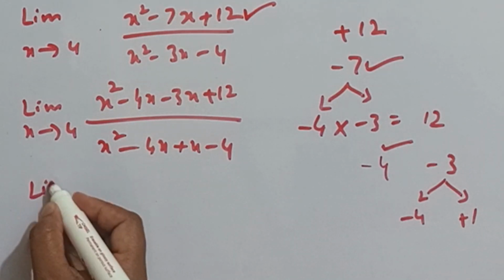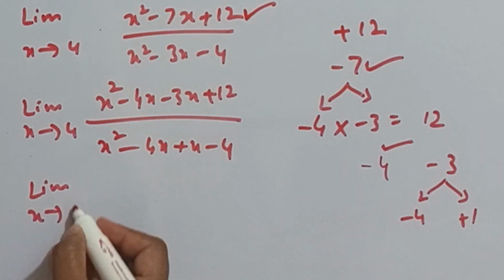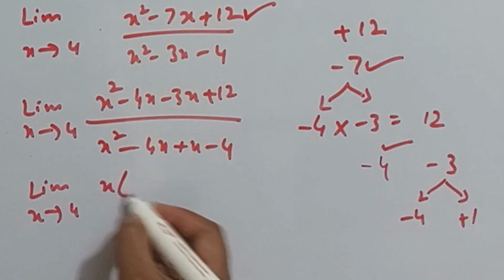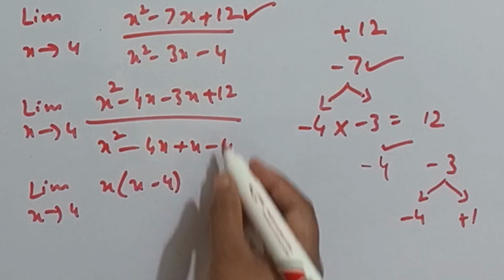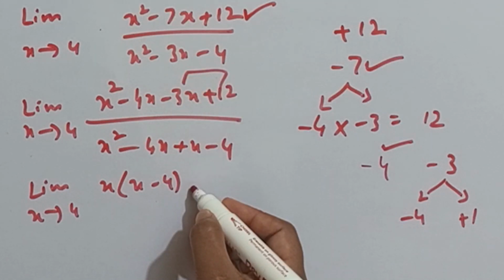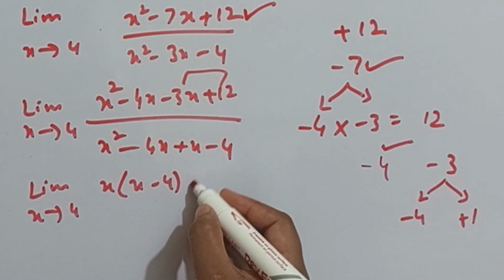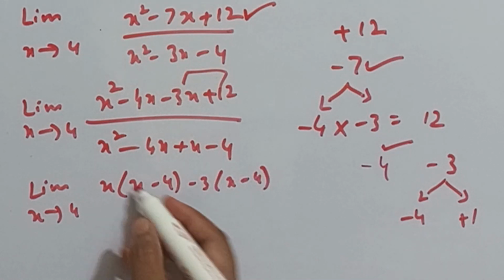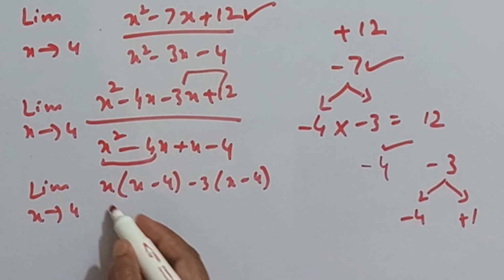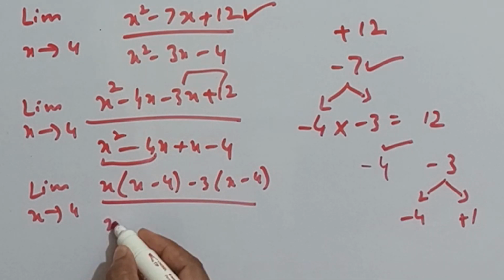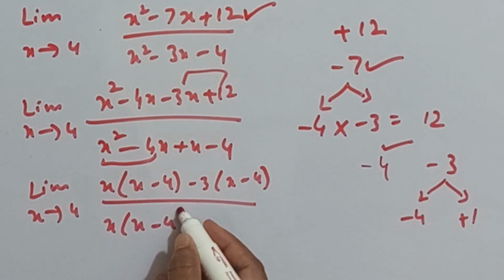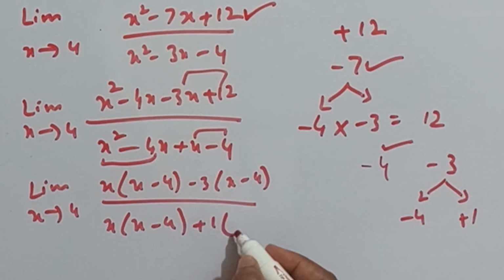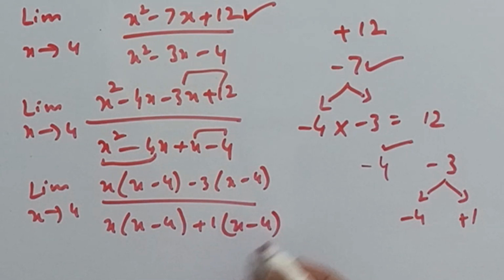So this is the limit as x approaches 4. Look at these first two terms, x is involved in these two terms, so we factor it out, and the remaining is x minus 4. Look at these last two terms, 3 is involved in these two terms, so we factor out minus 3, and the remaining is x minus 4. Now look at this denominator. Look at these first two terms, x is involved in these two terms, so we factor out, and the remaining is x minus 4. Look at these last two terms, plus 1 is involved in these two terms, so we factor it out, and the remaining is x minus 4.